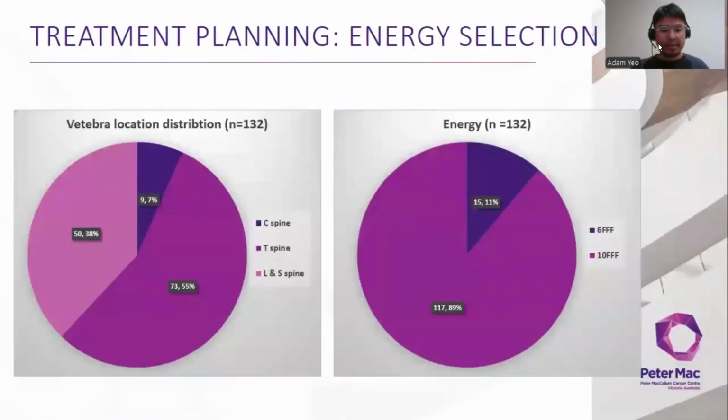And energy selection for vertebral SABR, as an example, you can see our distribution from our Peter Mac, which we treated over the last decades. For the energy, we use 10 FFF to maximize the dose rate modulation and also treatment time efficiency, but we still use 6 FFF for our C-spine in the neck area.